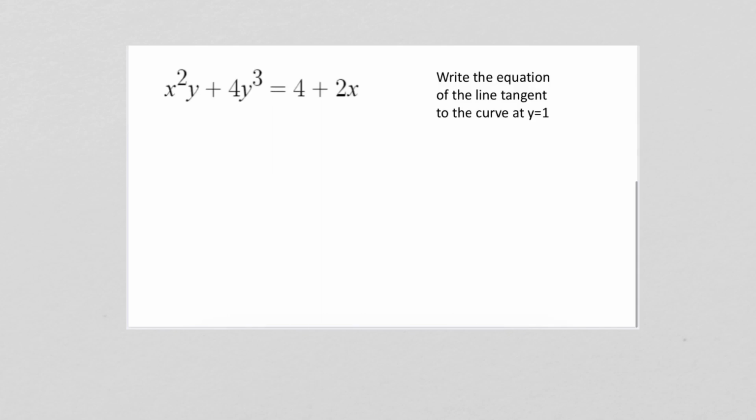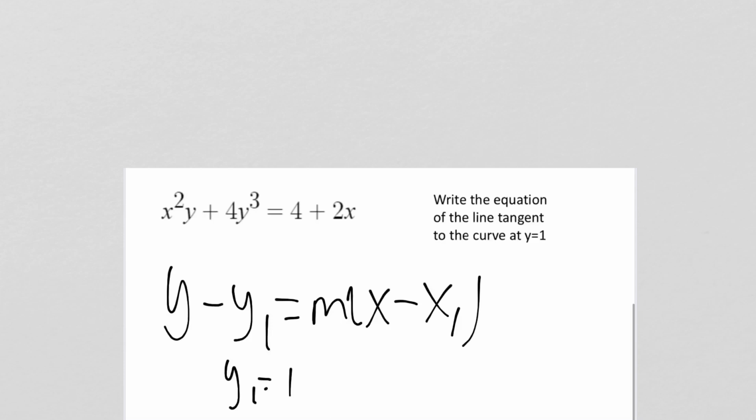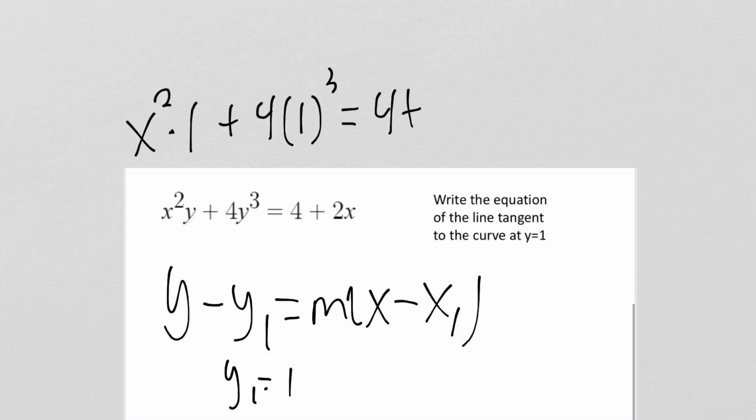So I don't know what x is. So how can I fill in my equation of my tangent line if I only know y but not x? Okay, because y1 is equal to 1. Well, what I have to do is come up here and figure out what x is when y is 1. So I have x squared times 1 plus 4 times 1 cubed equals 4 plus 2x, right?